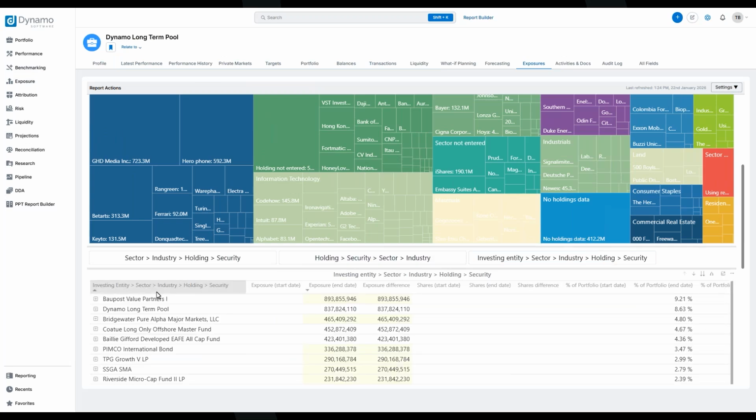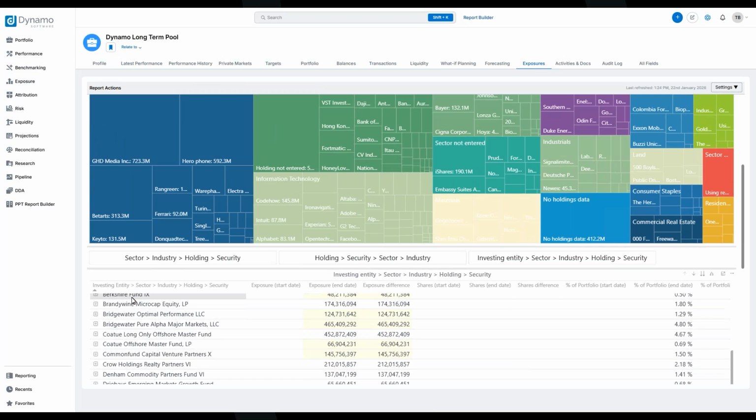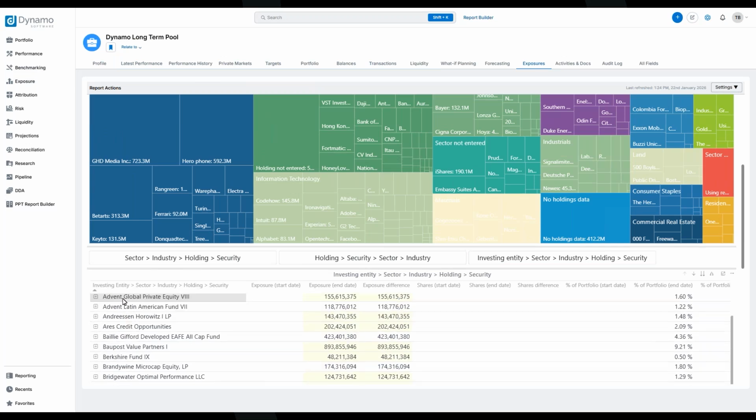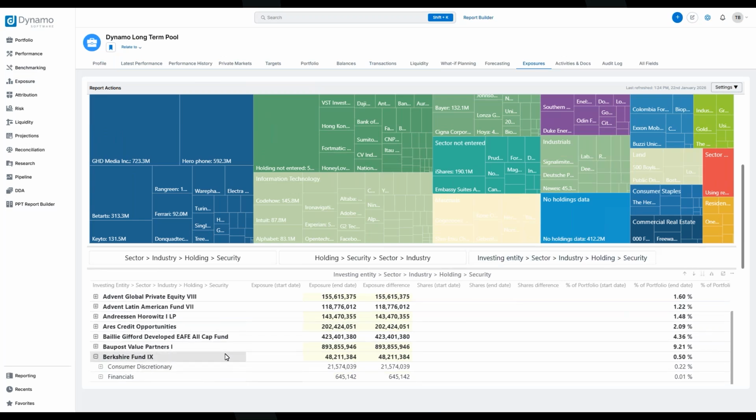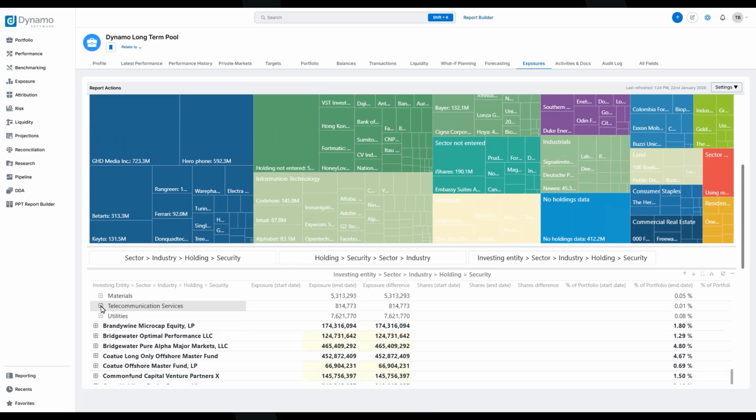So here I can see each investing entity. I can sort and group this any way I want. But in here, I can now scroll down and maybe look at Berkshire Fund 9. What kind of exposure is Berkshire 9 providing us? Here's the total. And if I drill down on Berkshire Fund 9, the next area will then show me what we were looking at before, the sectors and the industries, and I can continue to drill down to the individual security within those sectors and industries.